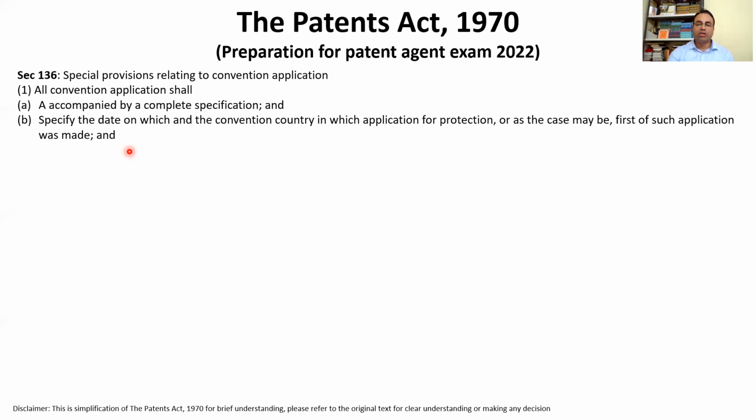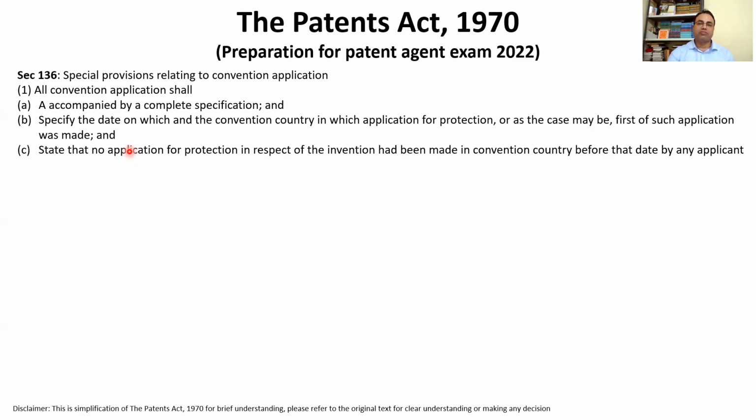So here you cannot file a provisional application. A provisional application is only applicable when you are an Indian citizen and you are filing in India. But if you are coming through the convention route, you cannot say that I am working in China and then I am filing a provisional application in India. That is not allowed. It has to be accompanied by a complete specification, which means it has to have claims, description, and all the parts.